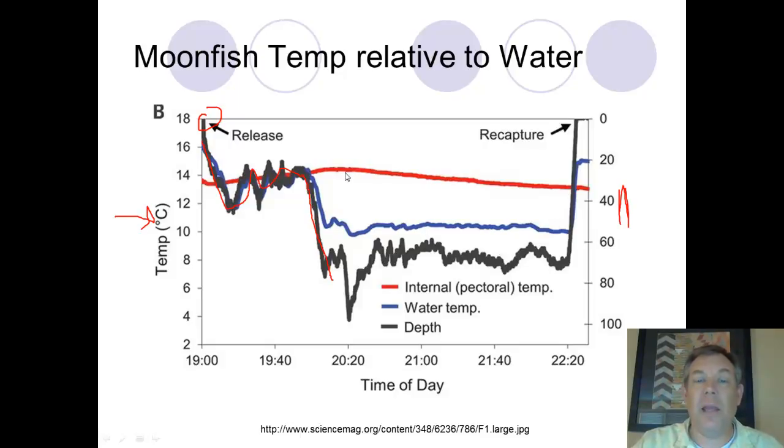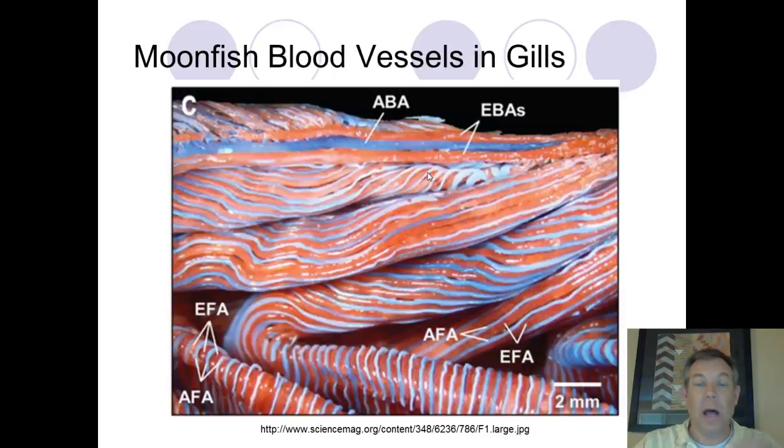And the red line is the fish's internal temperature, which you can see, even though the fish went over many different depths and the water temperature varied quite a bit, stayed pretty steady. And that is neat. Here's a picture that they had of the blood vessels in the gills.